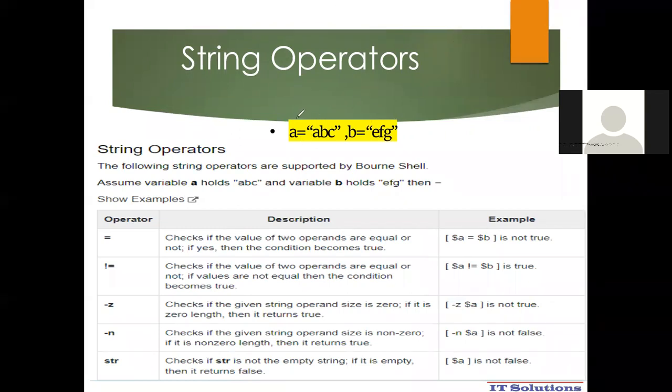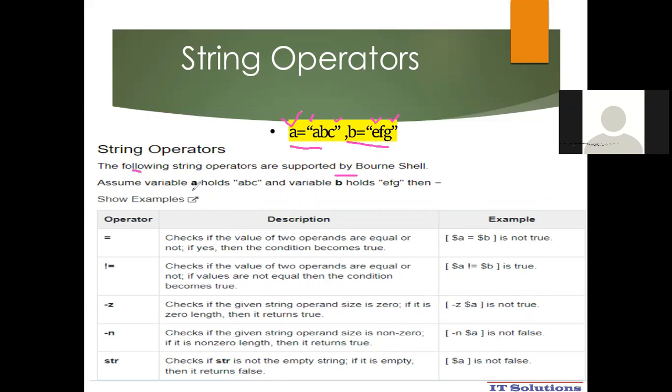So here we have taken one example: A is equal to "ABC" and B is equal to "EFG". Now, while you are declaring string variables, it's very important that you declare them within double quotes. Otherwise, you will definitely get an error. I told you this in a previous session also. So while declaring a string, always declare it between quotes. The following are the different operators that are supported by the Bourne shell.